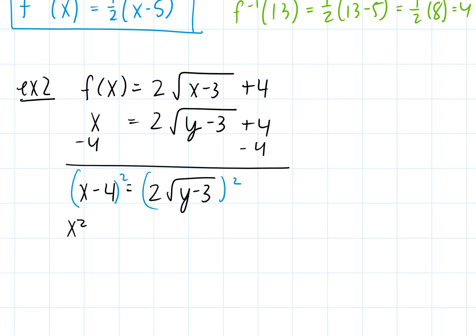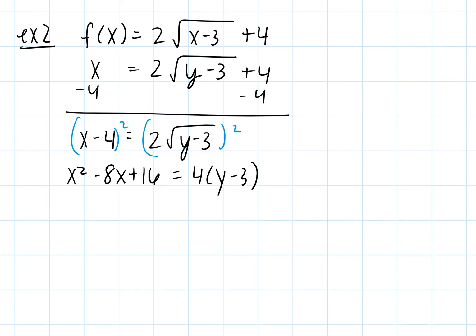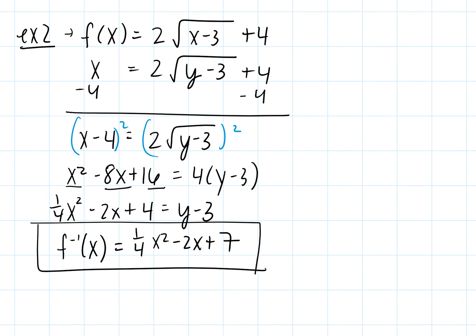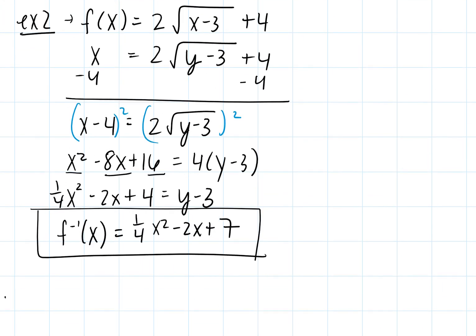On the left, I have a binomial, so I need to use the box method. At this point, you can distribute the 4 or divide by 4. So maybe I'll divide by 4 since you'll get some nice terms. Notice I divided every single one of these terms by 4. And now I'm almost done isolating the y. So I'm going to switch notations to emphasize this is the function that's the inverse of my original function, f inverse of x. And that's it.